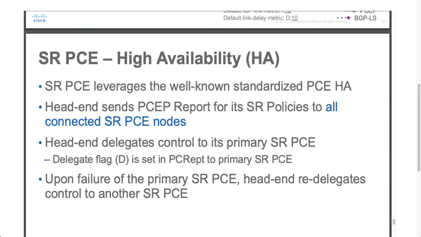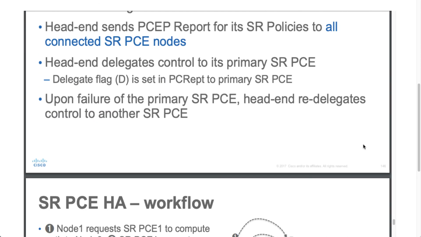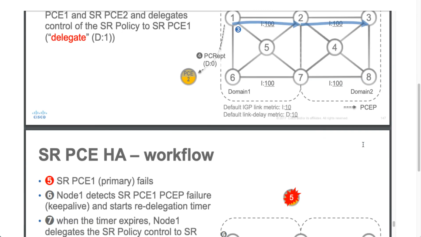Whenever the report is sent, you will see this D flag, and we will see that during hands-on, so don't worry. This is a way to say, out of these two SR-PCE, which one is delegating or controlling the path computation for this headend. And we'll take a look again hands-on. Upon failure of the primary SR-PCE, the headend redelegates control to another SR-PCE, meaning the second SR-PCE will take over. So that way, we always maintain some of these things.